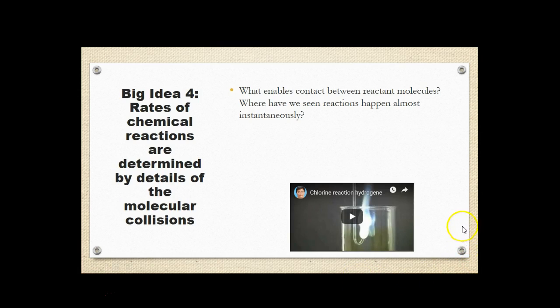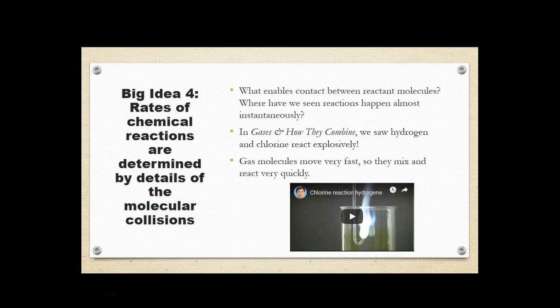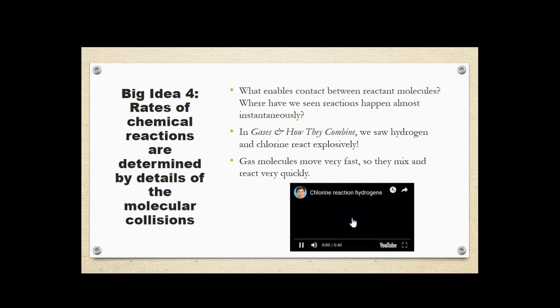Where have we seen reactions happen, for instance, almost instantaneously, either in the lab or on video? Well, you saw the video on gases and how they combine, and you saw hydrogen and chlorine that had been mixed, and they reacted explosively when a spark was applied. We know the gas molecules move very quickly, so they mix and react very quickly if provided with the right start energy. Let's see if we can watch this YouTube video internally.